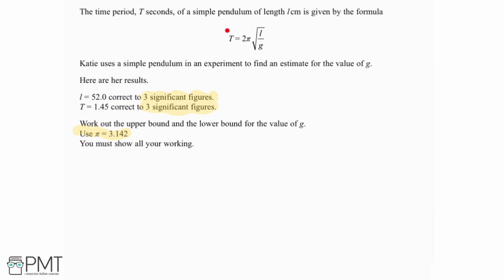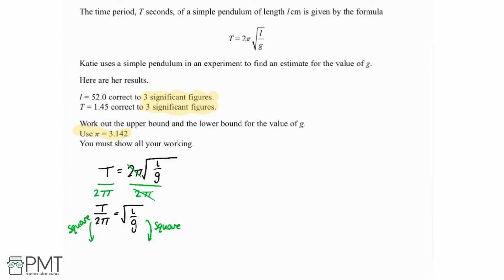So we want to know what g equals to. So I'm going to take this formula and I'm going to rearrange it so we get g equals something. So the first thing I'm going to do is divide both sides by 2 pi. So the 2 pi here and here cancel, leaving us with t over 2 pi, and that equals the square root of L over g. Now we want to get rid of the square root here. So I'm going to square both sides.